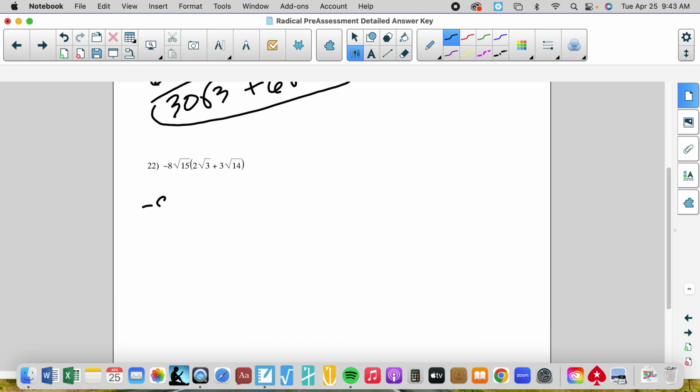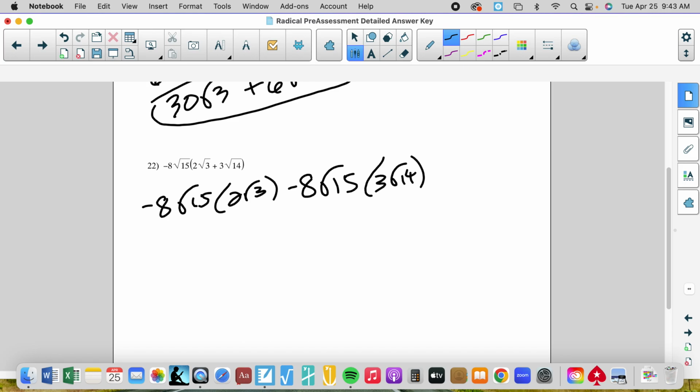Number 22, negative 8 rad 15 times 2 rad 3 minus 8 rad 15 times 3 rad 14. That negative sign, there needs to be a sign in between these two products. That's a product. This is a product. This sign is determined by what we're distributing right there. So we have outsides, -8 and +2 is -16.